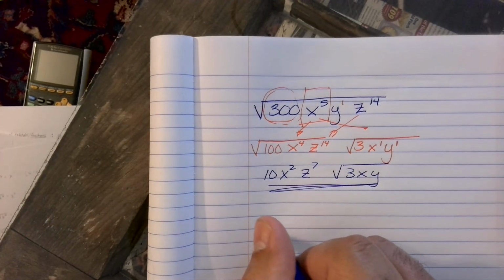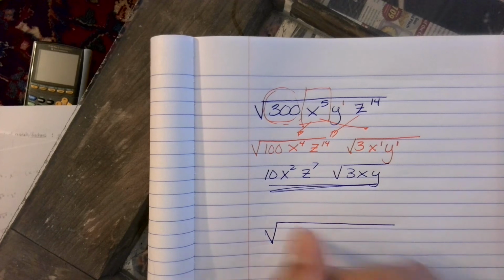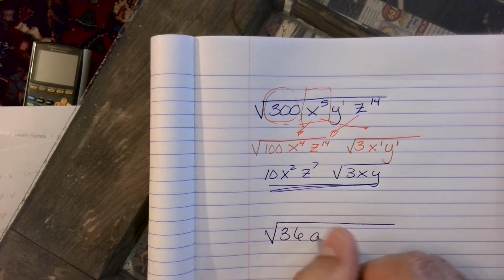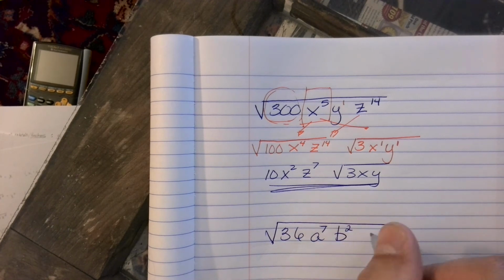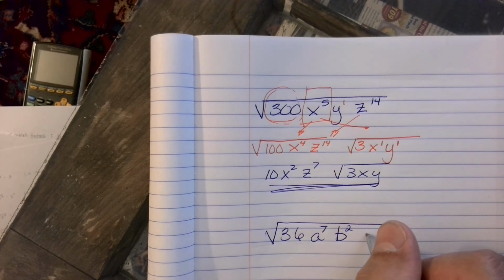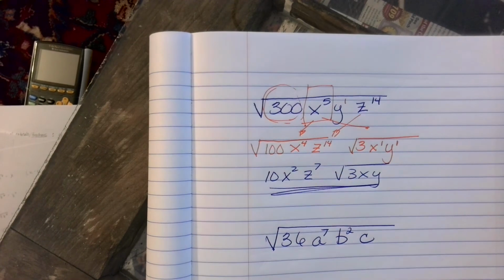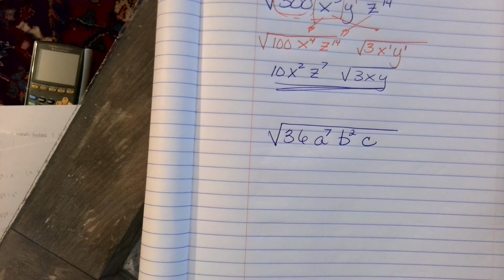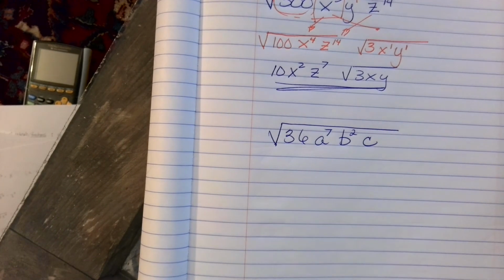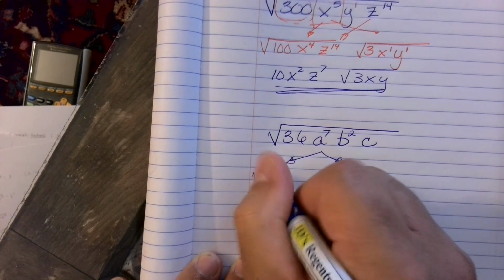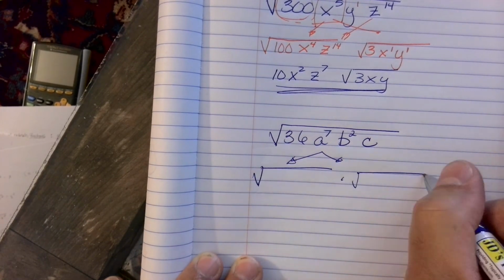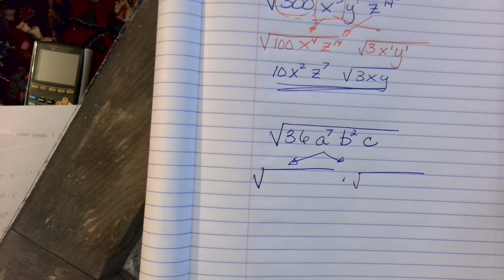All right, let's do the square root of 36 a to the 7th b to the 2nd and c. All right, that's an easy one. Well, maybe I don't know how easy, but pause it if you'd like. Otherwise, I'm just plowing through this one. I'm going to create two radicals, square root times a square root. I'm putting my perfect squares to the left. I'm putting my throwaways to the right.